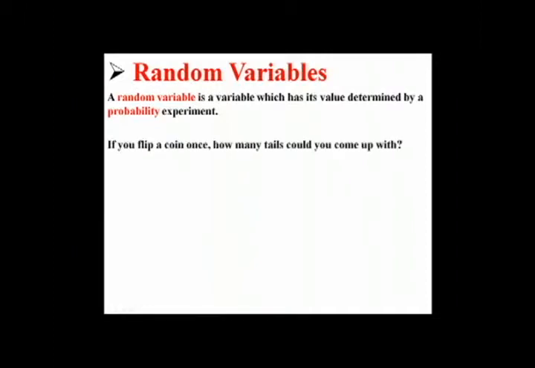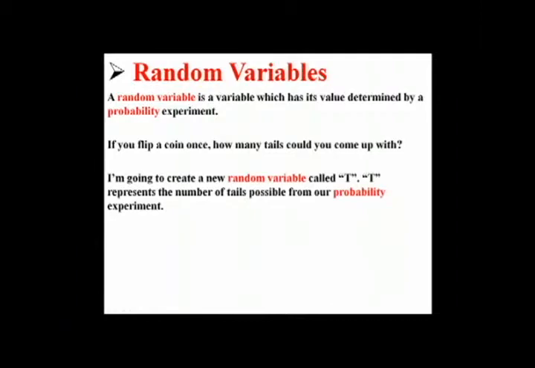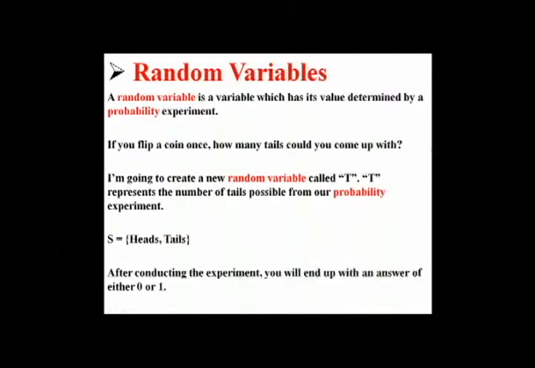So for example, if you flip a coin once, how many tails could you come up with? I'm going to create a new random variable called t. T represents the number of tails possible from this probability experiment. So remember, if we flip a coin, we have a sample space of heads and tails. We can either get one heads or we can get one tails. So we're trying to measure the number of tails we get after one flip. So after conducting this experiment, our variable will end up with an answer of either 0 or 1. So the value of this random variable has been determined by our probability experiment in which we flipped a coin.